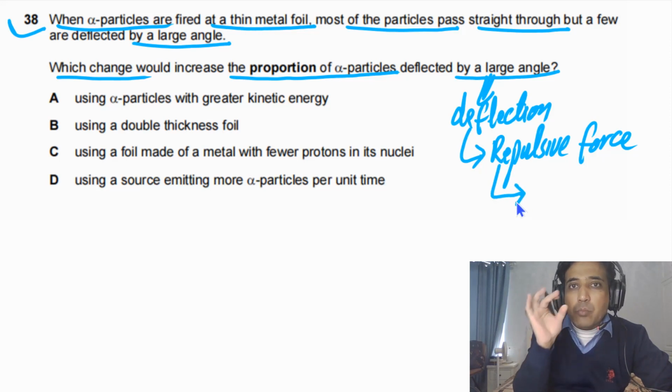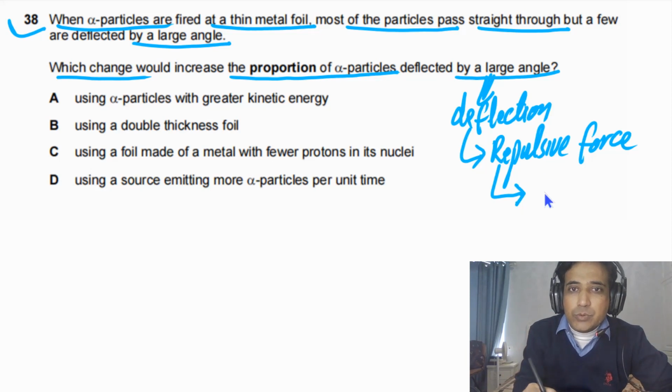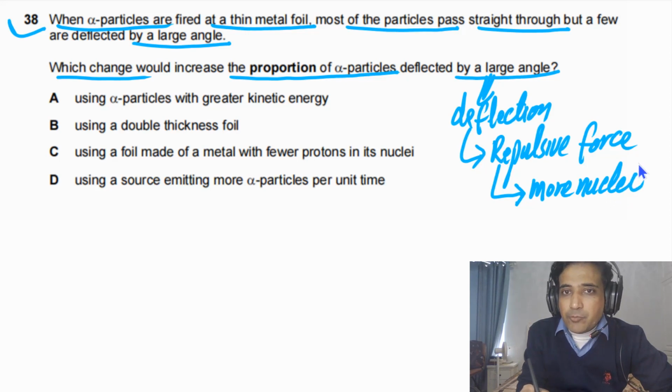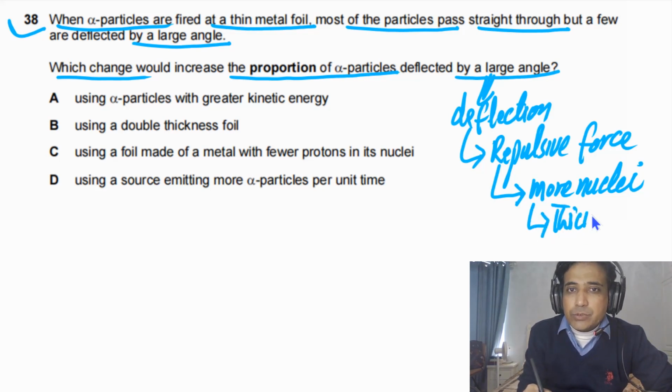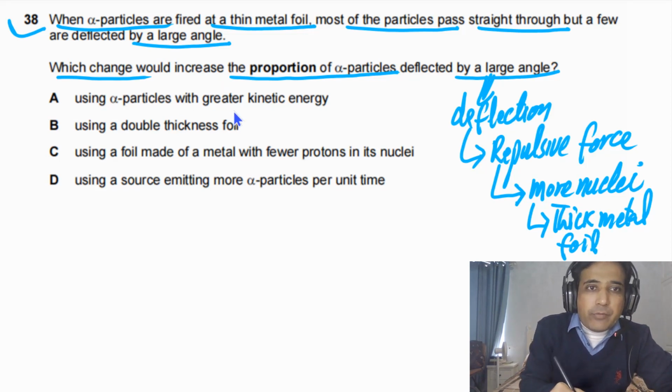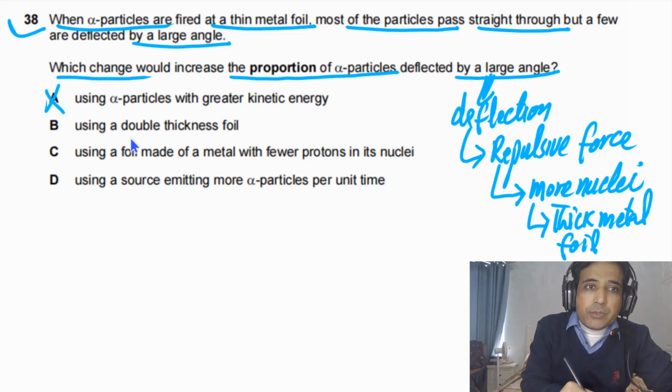If we have more nuclei in the way of the alpha particle, we can increase the repulsive force. So how can we get more nuclei? It simply means that we have to use thick metal foil. That's the point you need to understand. Alpha particles with greater kinetic energy will decrease the deflection, so this is not possible. Use a double thickness foil: yes, increasing the thickness can be possible.